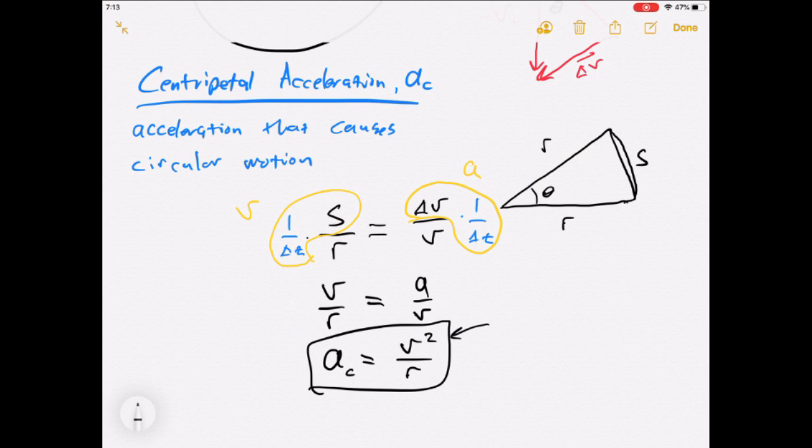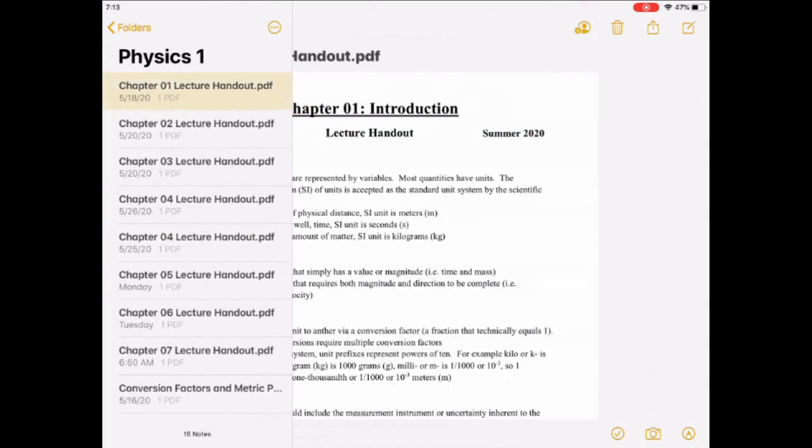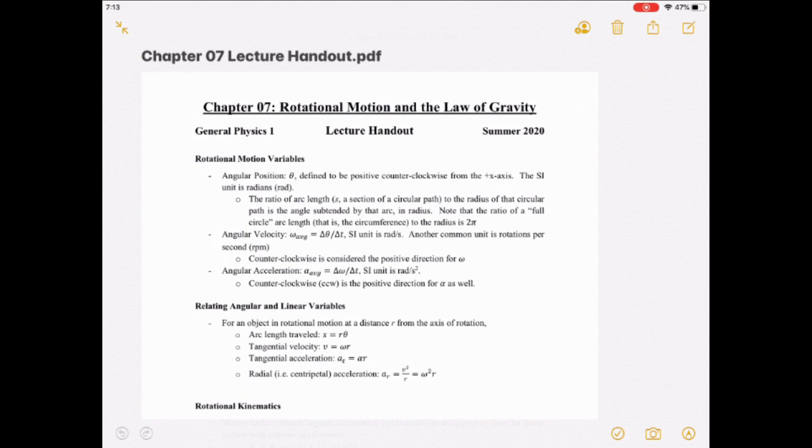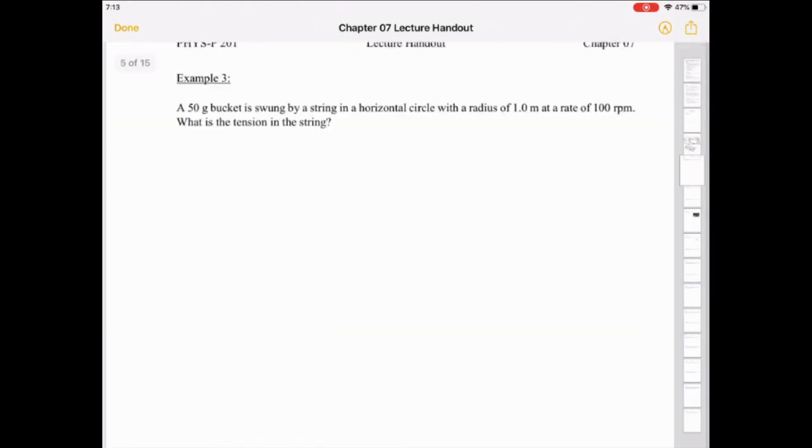The other thing you can say is if you want this to travel in a smaller circle, so if R gets smaller, you also have to hold a little tighter, meaning the force causing centripetal acceleration has to get bigger. Okay, let's do an actual example. And in fact, the example I have is exactly that. A bucket being swung in a horizontal circle.